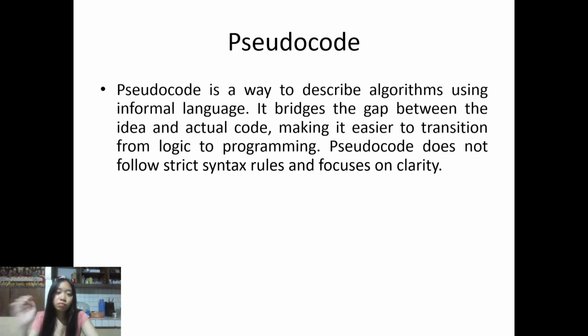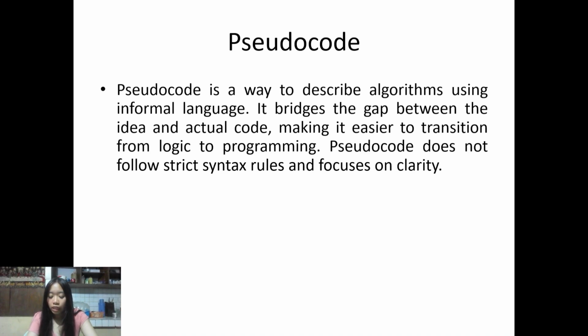Pseudocode. Pseudocode is a way to describe an algorithm using informal language. It bridges the gap between the idea and actual code, making it easier to transition from logic to programming. Pseudocode does not follow strict syntax rules and focuses on clarity.